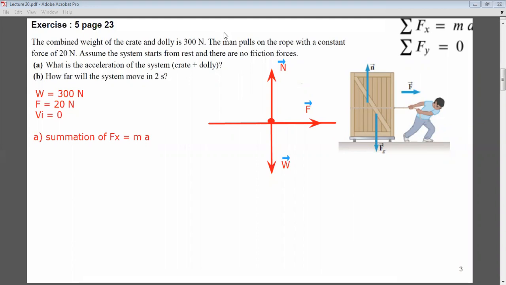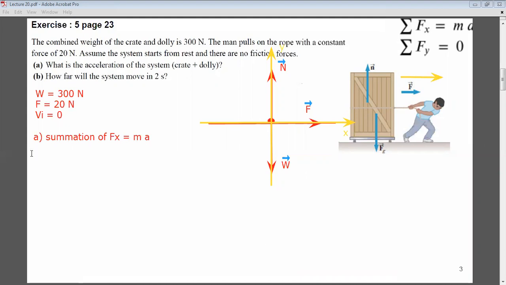The second step is to choose the x-axis and y-axis, with the x-axis along motion. It's moving in that direction, right? So the x-axis will be in that direction. The y-axis will be perpendicular to it, so the y-axis will be upward. So this is the x-axis, and this is the y-axis.